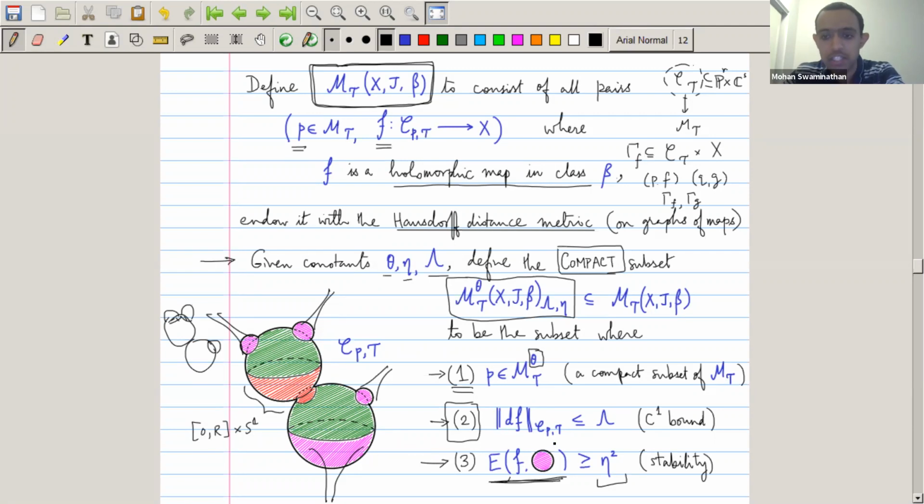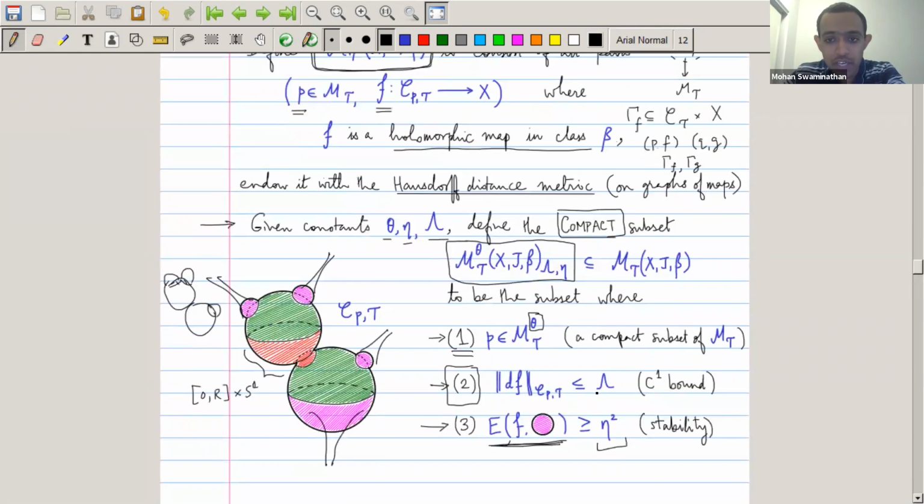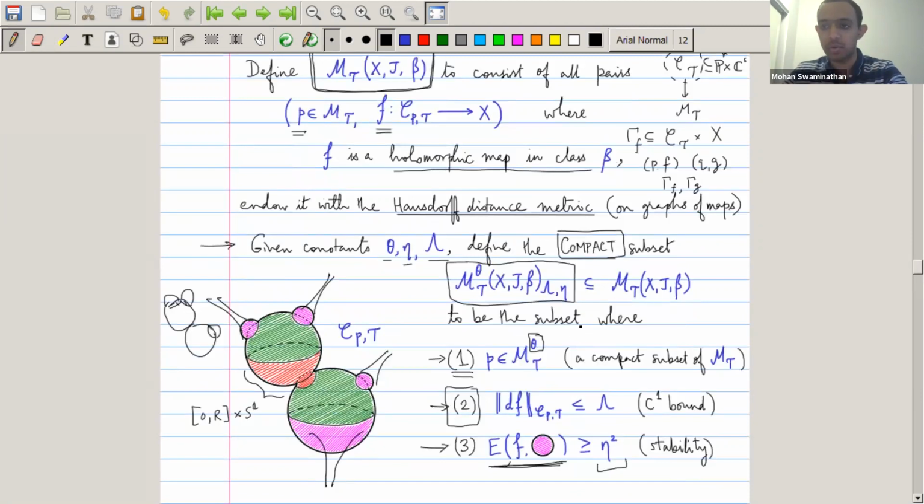Because each of these pink regions carries a minimum amount of energy. Okay, so that was also a very, very rough intuitive argument for why this is compact. More precisely, the way you would argue is using Arzelà-Ascoli and condition number 2. Condition number 2 will say that all the gradients are uniformly bounded, and therefore you would be able to pass to a subsequence which converges, at least in C0, away from these nodes.